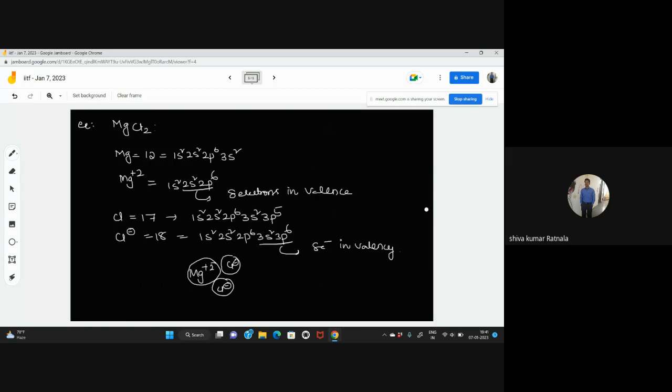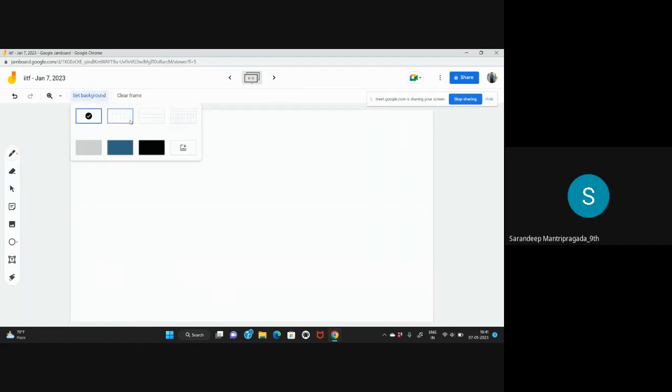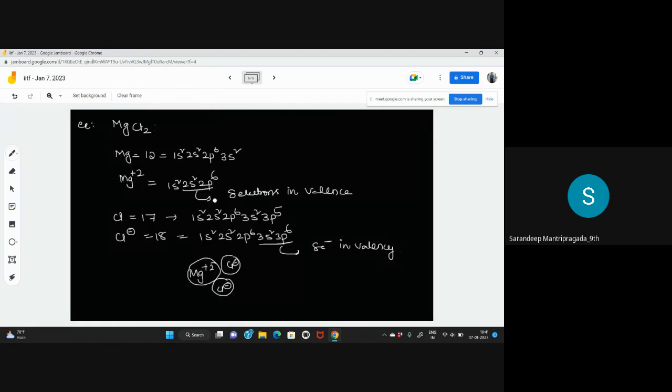Sir, for Mg equals 12, you wrote 1s2, 2s2, 2p6, 3s2. So 2p6 and 3s2 will have 8 electrons in the valence shell, right, sir?